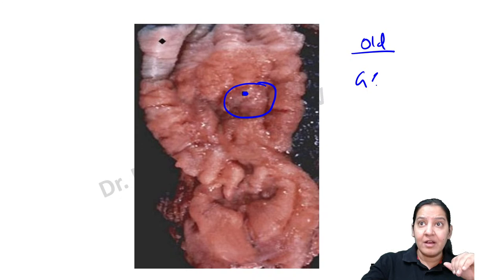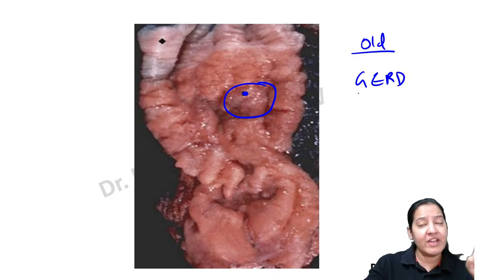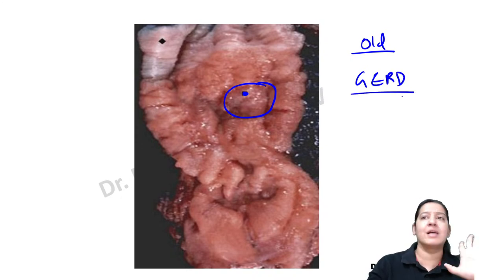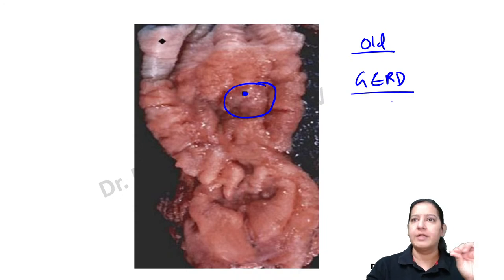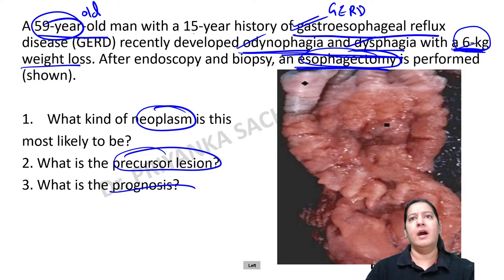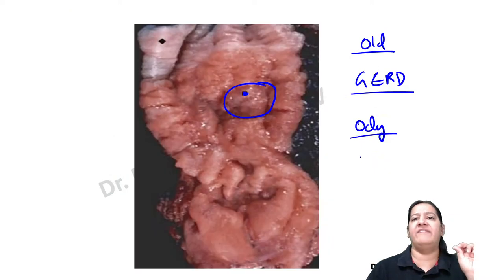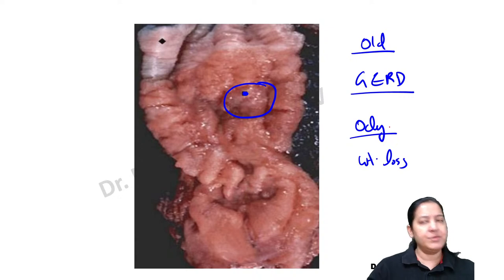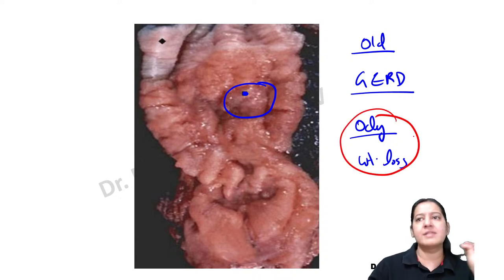The patient is having GERD. The biggest clue here is that the patient has had chronic GERD for the last 15 years. After that, the patient is developing odynophagia and dysphagia, which indicates some problem in the esophagus. The patient also has sudden weight loss, which also indicates a problem in the esophagus. So these two clues tell us the problem is in the esophagus.